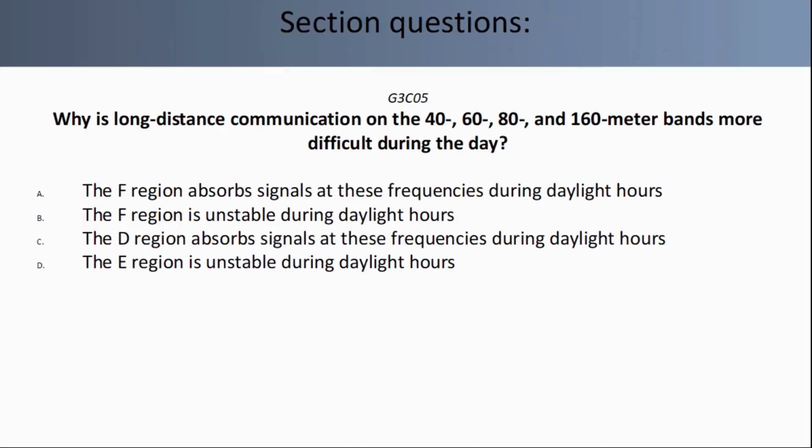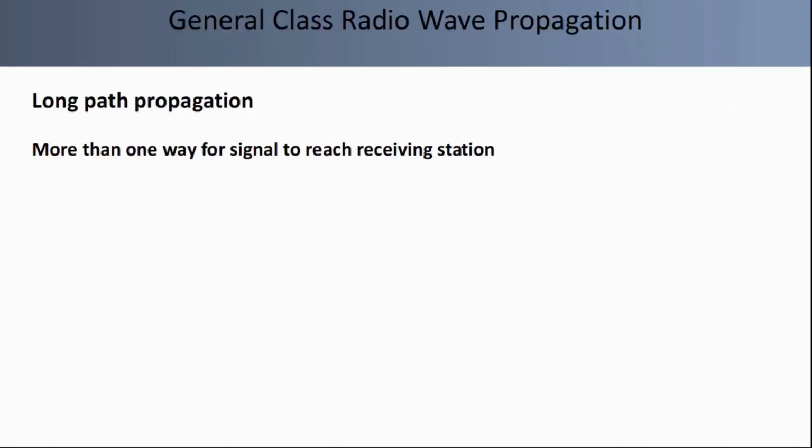Okay, why is long distance communication on the 80, 40, 10, and 160-meter bands more difficult during the day? Well, it's our unfriendly friend, the D layer, and it absorbs signals at these frequencies during the daylight hours. That's that below 10 megahertz where the D layer absorbs that energy.